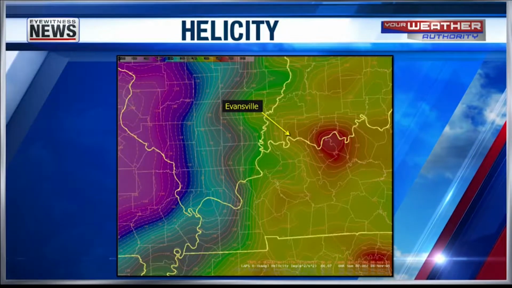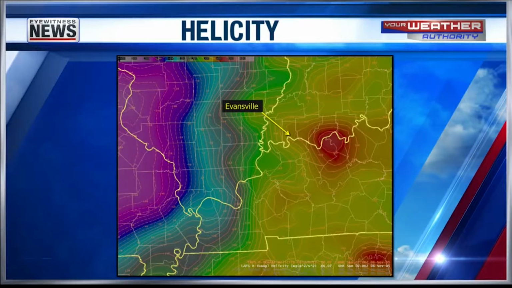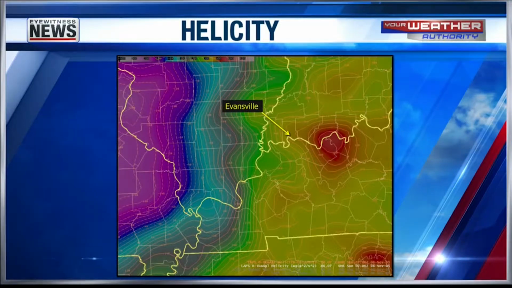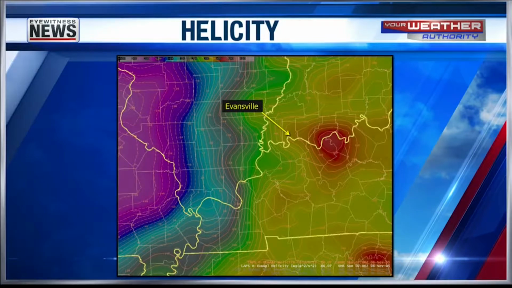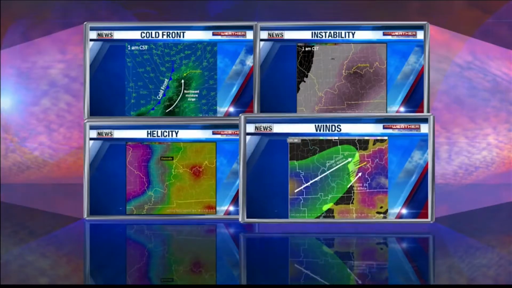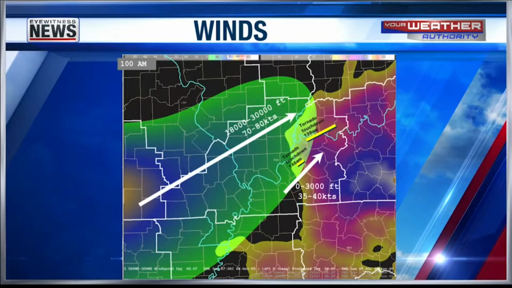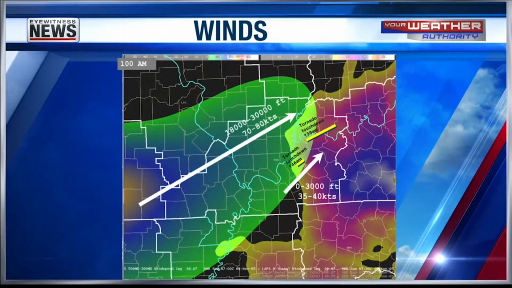Now this is to look at the helicity. Helicity is the amount of spin that you have in the atmosphere, and once again that bullseye basically is just over to the east of Evansville in Vanderburgh County, but nonetheless still a lot of helicity here in that part of the tri-state. Also, there were some winds in the upper levels of the atmosphere at 18,000 feet were about roughly 95 miles per hour.